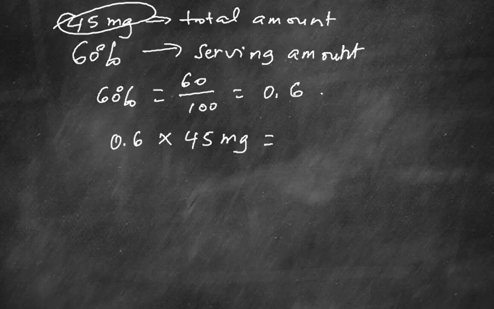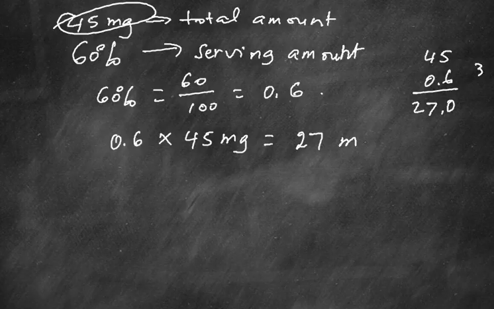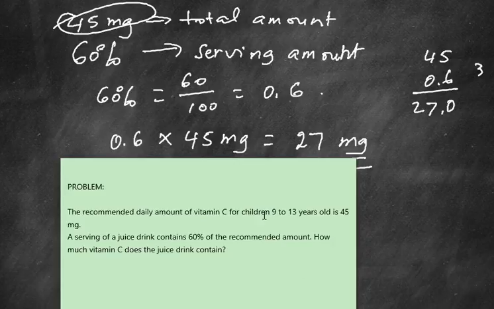equals, we just say 45 times 0.6: 6 times 5 is 30, put down 0 and carry 3; 6 times 4 is 24, and 3 is 27. We put the decimal here, and that makes it 27 milligrams. So our answer is 27 milligrams, okay? Finally, we see that the juice drink contains 60% or 27 milligrams. That's the end of this problem.